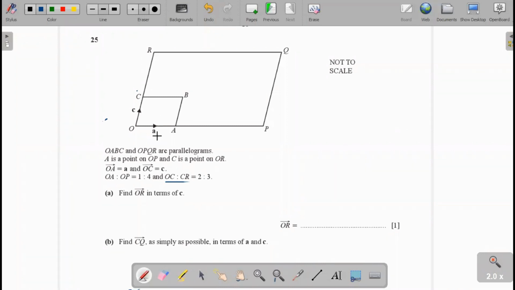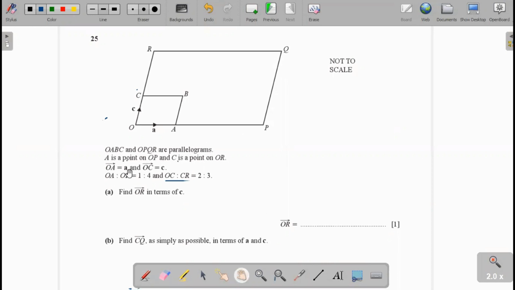Question 25: OABC and OPQR are parallelograms. A is a point on OP, C is a point on OR, OA equals a, OC equals c. The ratio OA to OP equals 1 to 4, and the ratio OC to CR equals 2 to 3. Find OR in terms of c.